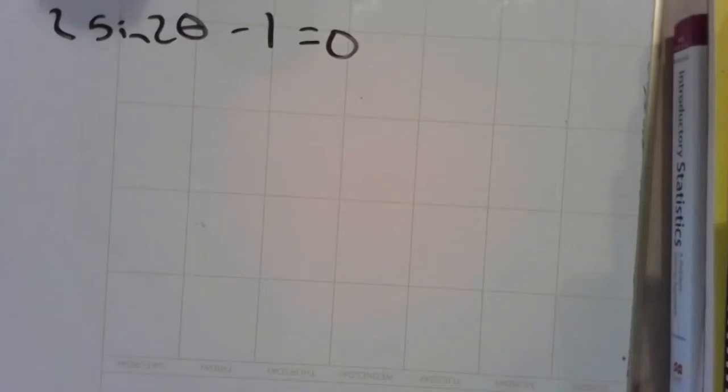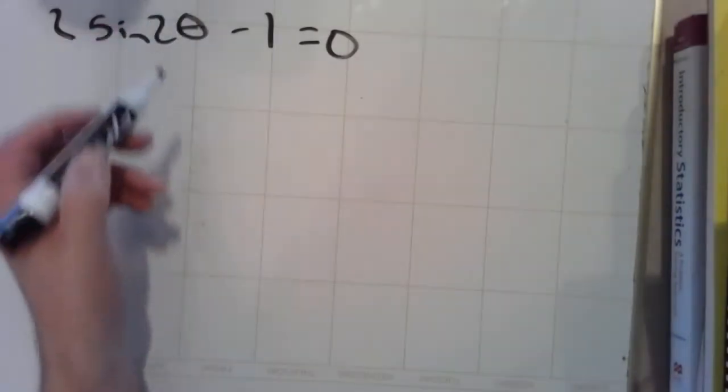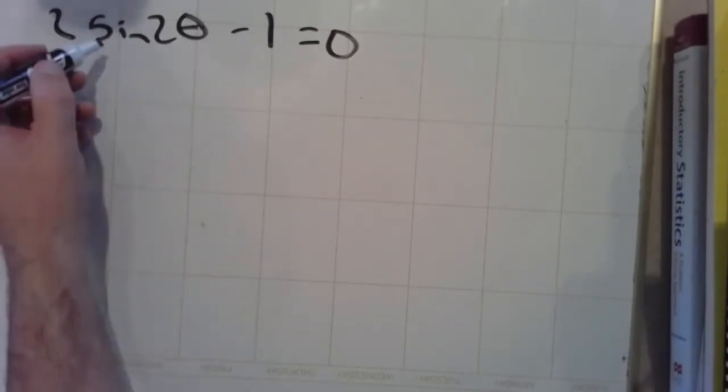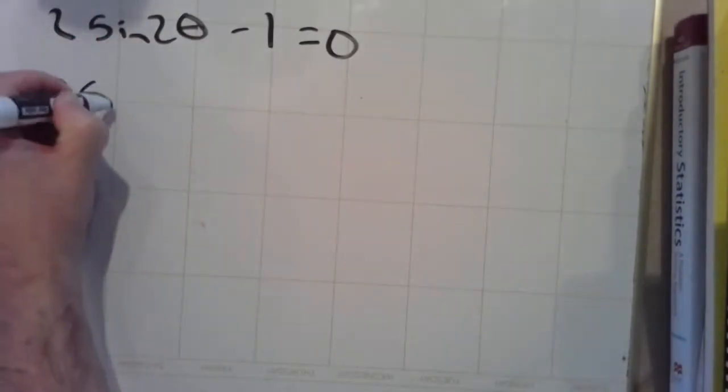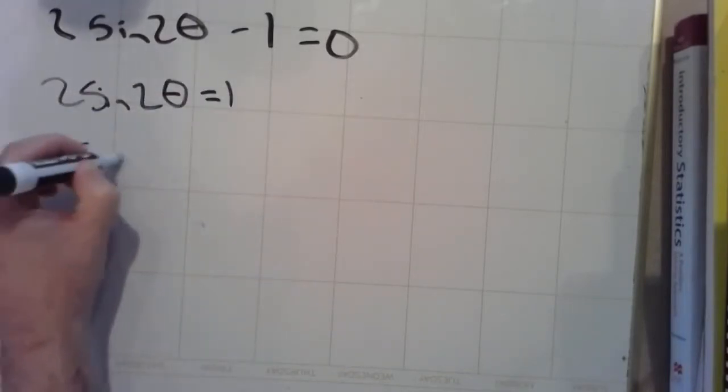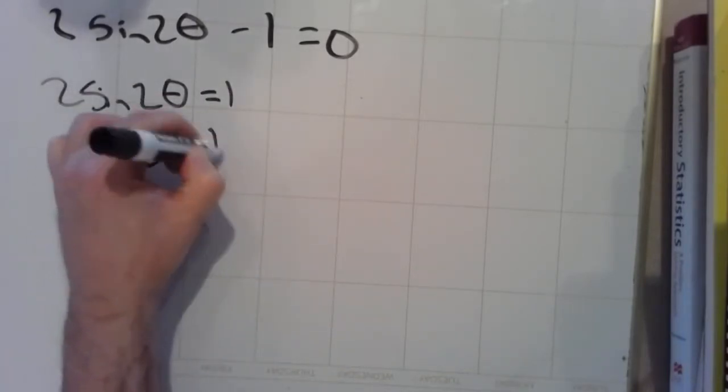Okay, let's solve this equation that involves a double angle. We've got a sine of 2 theta in here, so we're going to have to go around the circle twice now. So let's isolate the trig function, move the 1 over, divide by 2. Sine of 2 theta will equal 1/2.